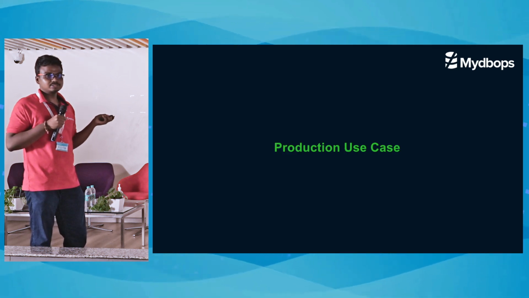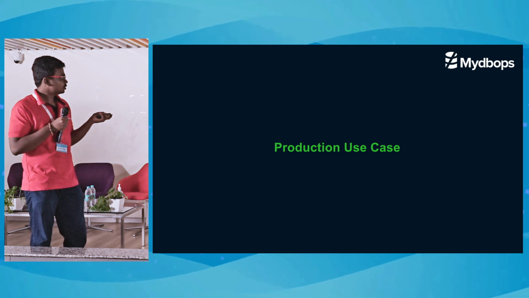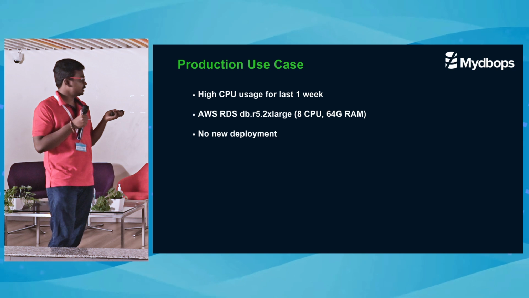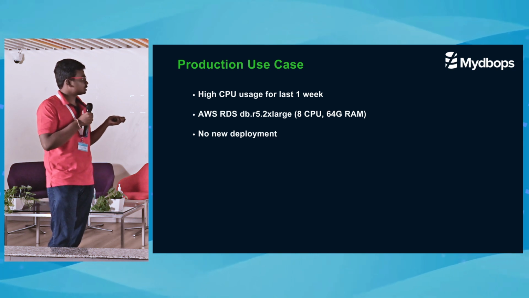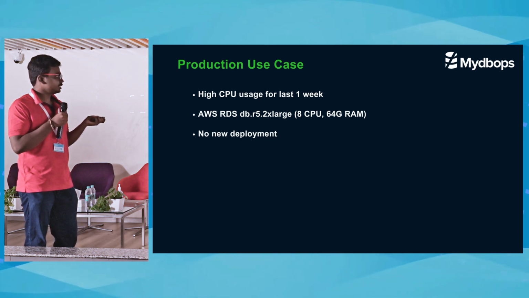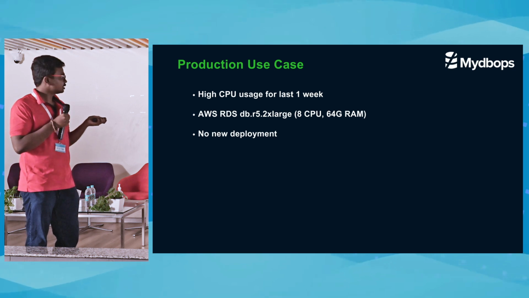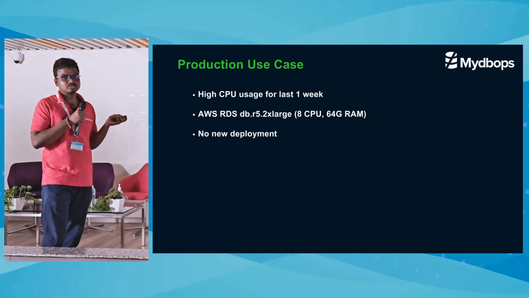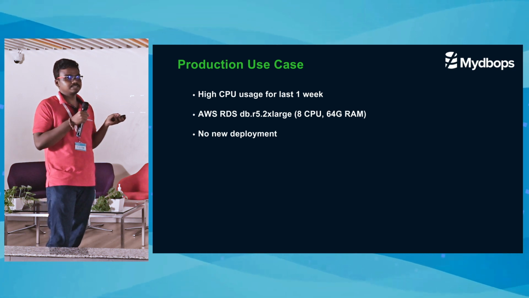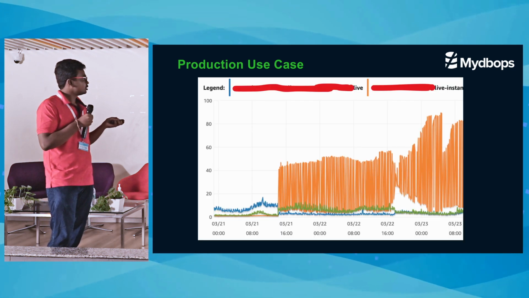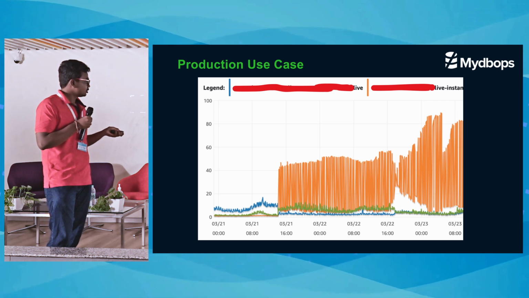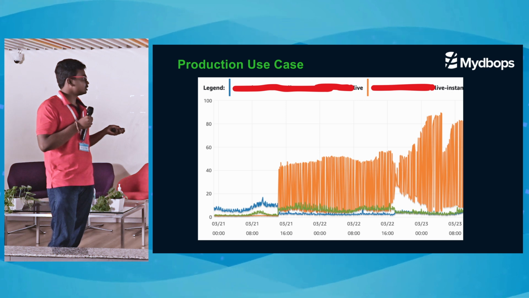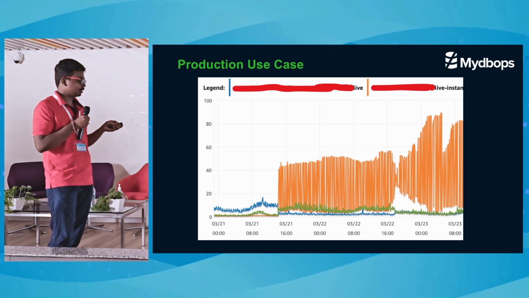So we recently, about 3 months back, faced one of the issues. One of the customers reported very high CPU usage for the last 1 week. They are on a database RDS, an 8 CPU and 64 GB RAM instance. We asked them, and there was no new deployment, which means there were no new queries or configuration changes, but we were having very high CPU usage. So this is the CPU usage. Until a certain point it was stable, and after some time it actually started to keep on increasing.